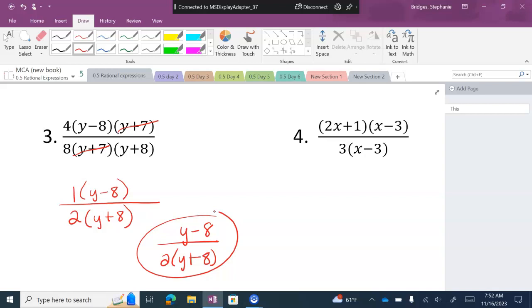Again, some of these will be already factored for us, so all we have to do is get rid of the same factors.